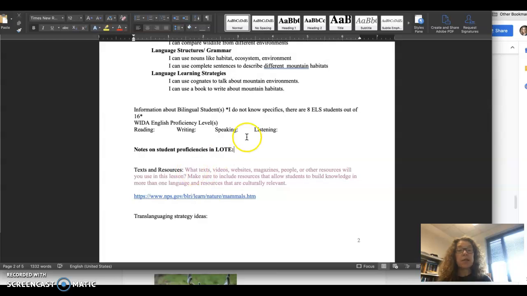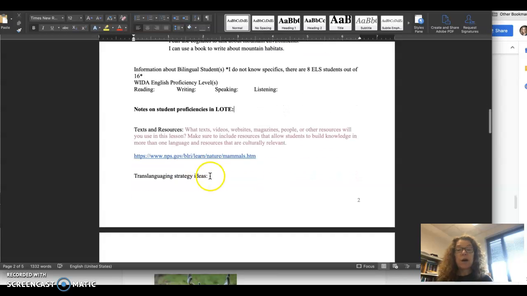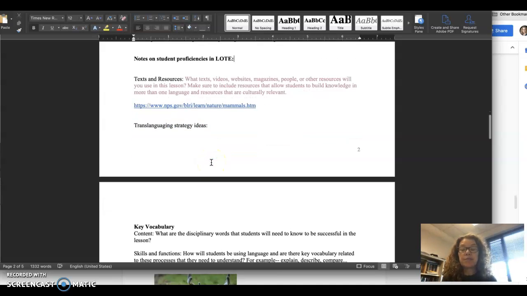As I was mentioning, given the number of bilingual students in your classroom, I'd really encourage you to look for at least one resource in Spanish that you could include in your lesson. Here you can put down the ideas you have for integrating two languages, for getting your students to use both of their languages in your lesson.